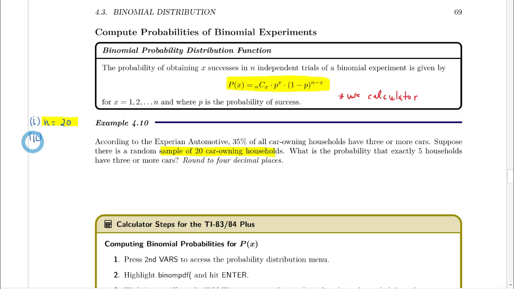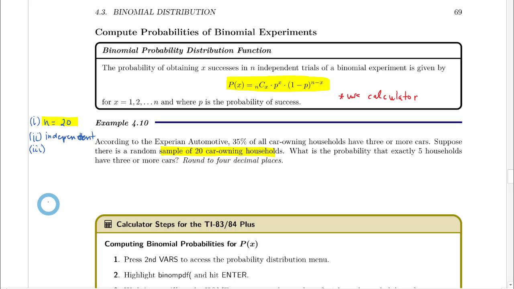Okay, the second criterion asks if the trials are independent. Well, if your household owns 3 or more cars, does that mean your neighbor has to own or is going to own 3 or more cars? No, right? It's independent. So each of these trials is independent.